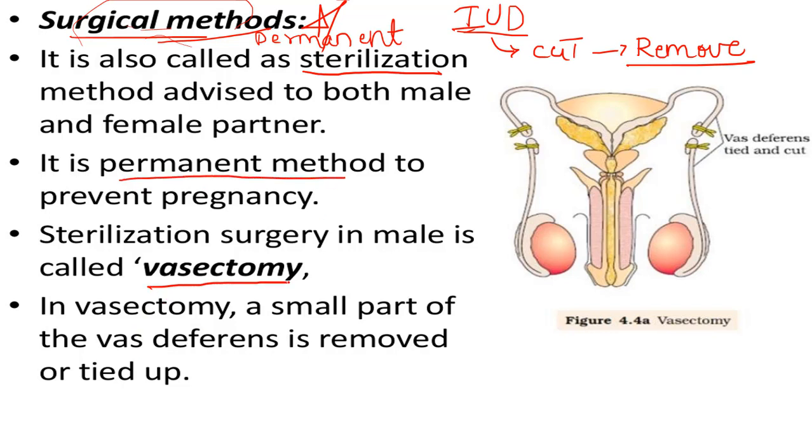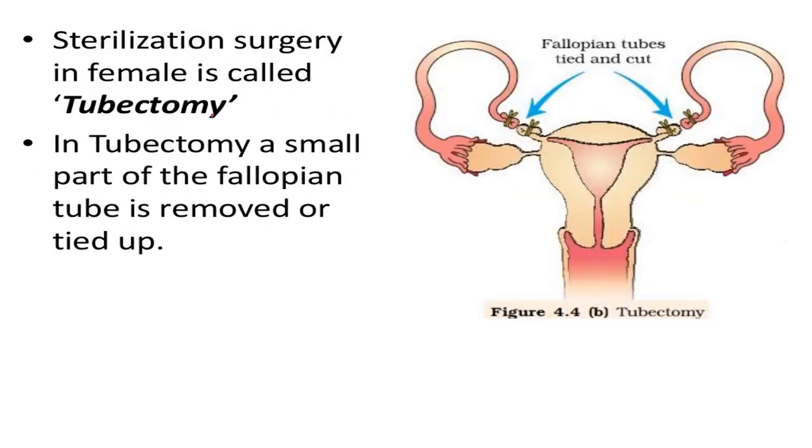The first surgical method is vasectomy. Vasectomy is basically cutting the vas deferens and tying them. The vas deferens in males is cut and the ends are tied so that when the sperm is being produced, it cannot reach the urethra. It stays here only. It cannot reach because here it is cut. If the sperm do not reach the urethra, how will it get into the female reproductive system? Hence, that is vasectomy.